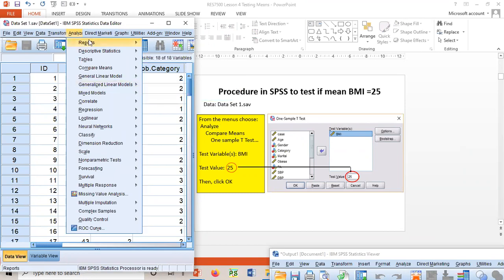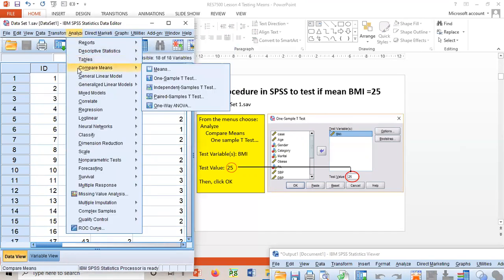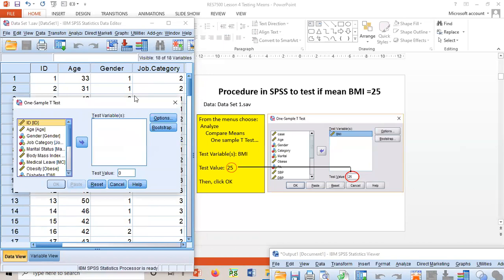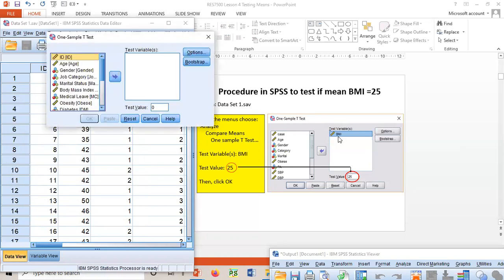Go on, just read this table. Analyze, Compare Means. We're going to do all these four today. Okay, one sample t-test. What variable are we testing? BMI. So bring BMI, body mass index.